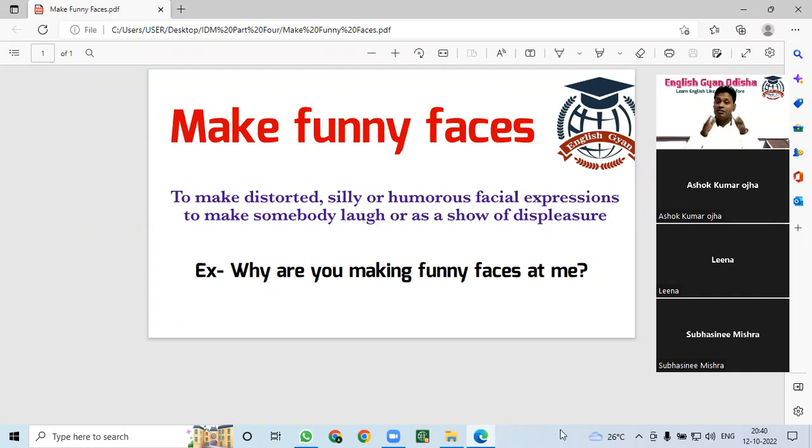So this is something called "make funny faces." Make funny faces is the right phrase you can use to describe an action. You can say, "Why are you making funny faces at me?" Oh my God, he's always making funny faces like that. Whenever you find the face has been distorted, it's almost distorted like that.